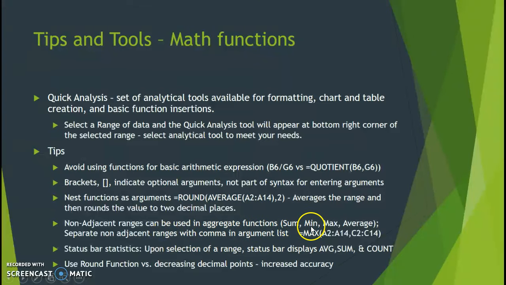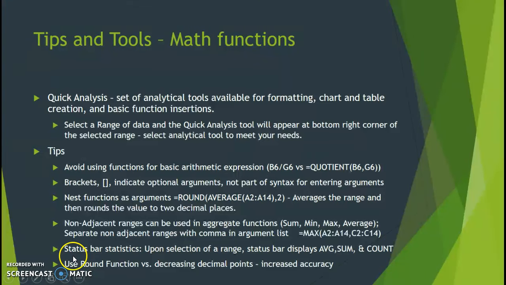Those would be sum, min, max, average. You can separate non-adjacent ranges with a comma in the argument list. So for example, if you were trying to find the maximum value in 2 separate ranges, you have data in A2 through A14 as well as C2 through C14, this function will check all those values in both of those ranges and provide the maximum value.